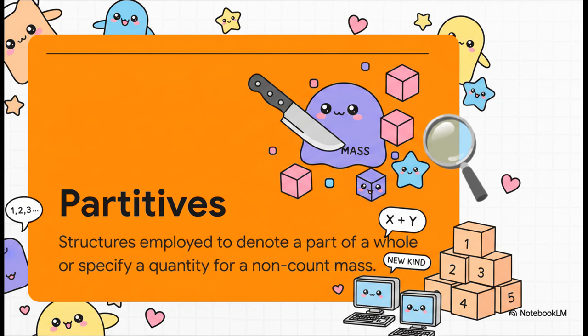Academic grammars broadly categorize these into quality partition, such as identifying a new kind of computer, and quantity partition, which specifies the exact measurable amount.